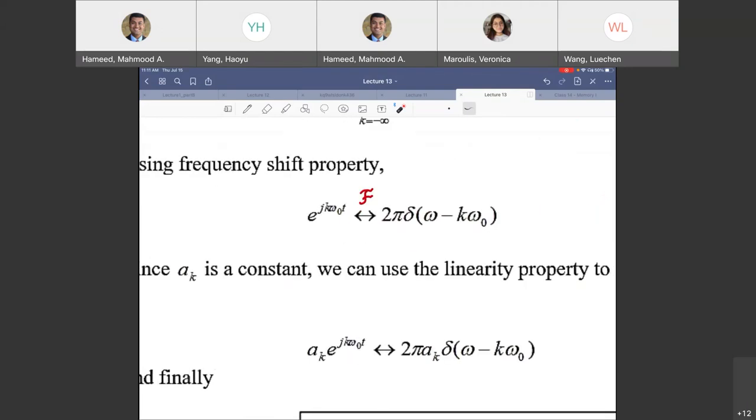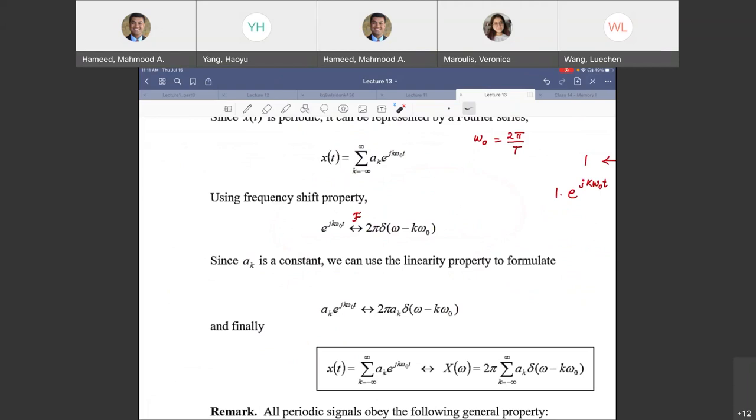So using the frequency shift property, we are able to write that. The Fourier transform pair here is e to the plus jk omega naught t. In the frequency domain, you have 2 pi delta of omega minus k omega naught, where k is a scalar. Next, since ak, the Fourier series coefficients, are a constant, we can use linearity property.